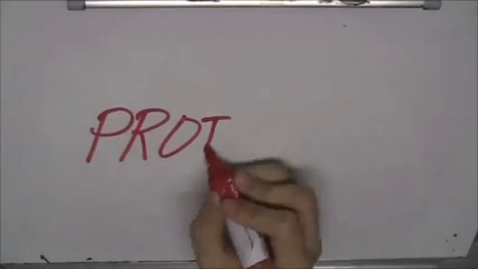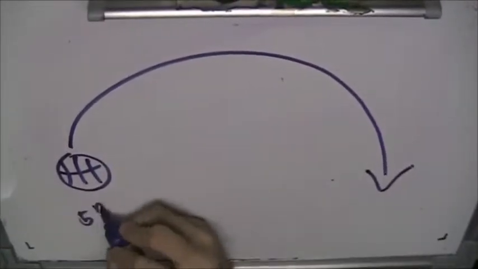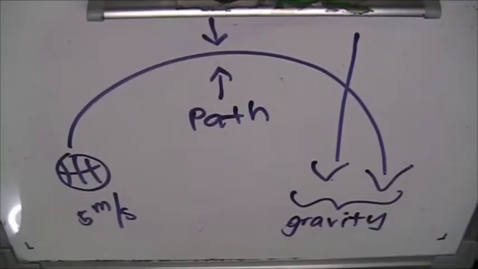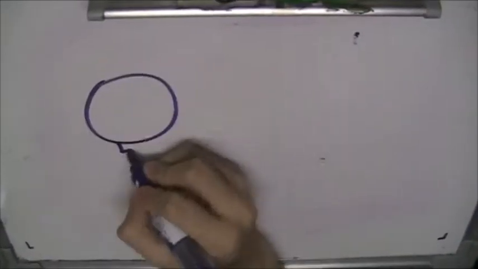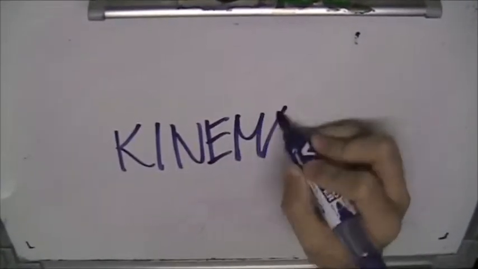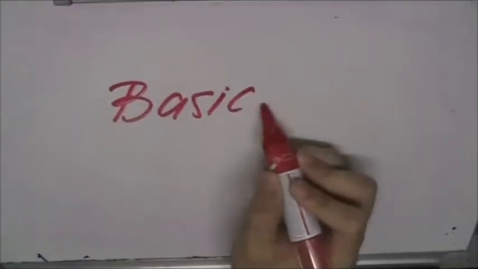What is a projectile? A projectile is any object that's given an initial velocity and then follows a path determined entirely by gravitational acceleration, regardless of whether you're launching a balloon, a baseball, or an arrow. All projectiles follow a predictable path, making them a great tool for studying kinematics. Secondly is motion. What is motion? Motion is in any sense the process of movement.